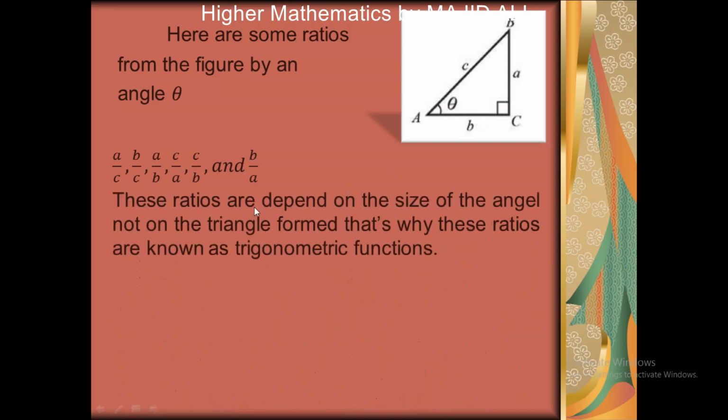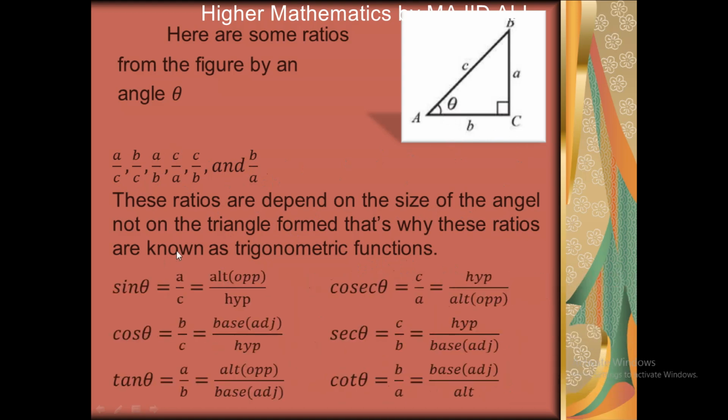These ratios depend on the size of an angle, not on the triangle formed. That's why those ratios are known as trigonometric functions. As we already know, a function has one dependent and one independent value, so here these dependent values only depend upon the size of the angle theta. So we give all the ratios a specific name. The first ratio, A over C, is equal to sine theta.